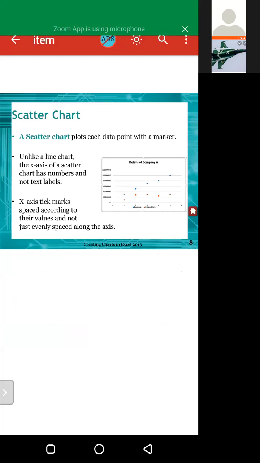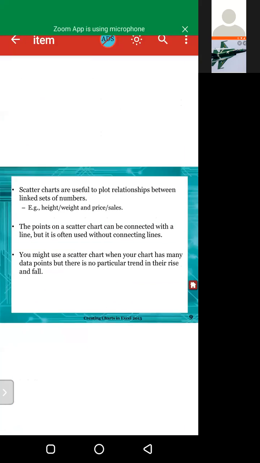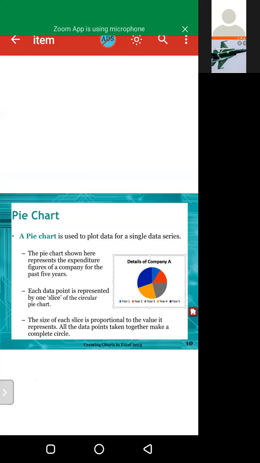Now we're moving on to the next slide. Pie chart. Come on, the pie chart.